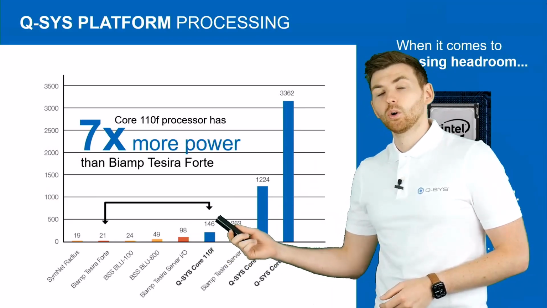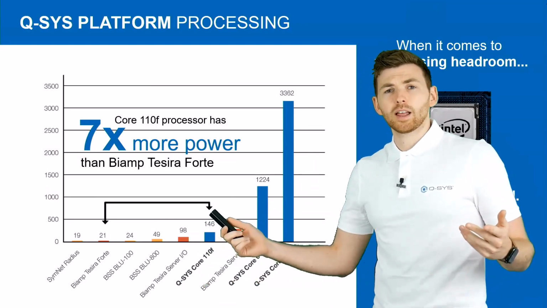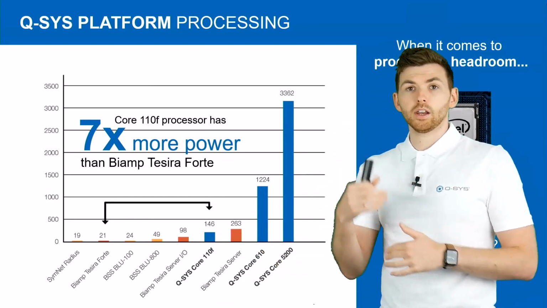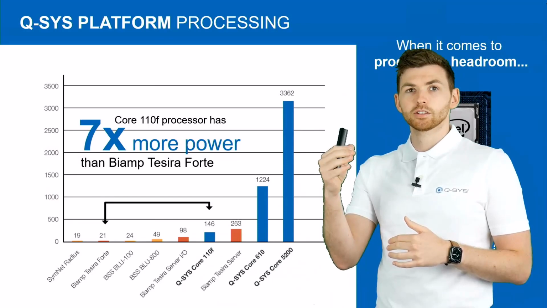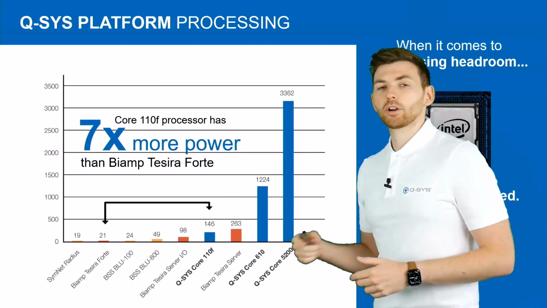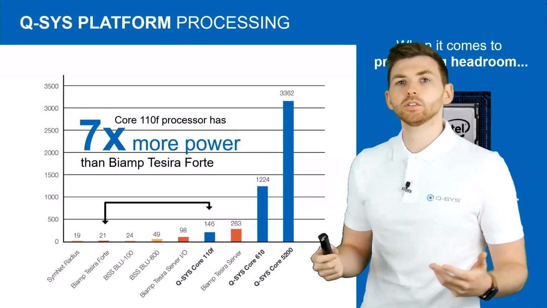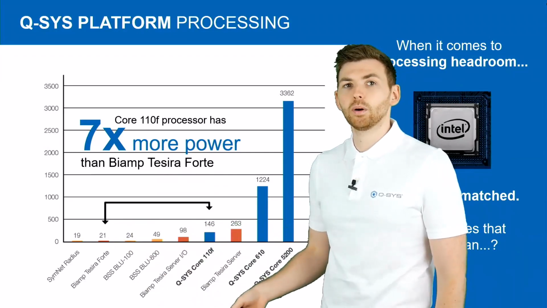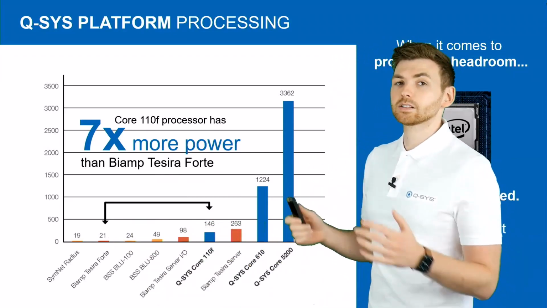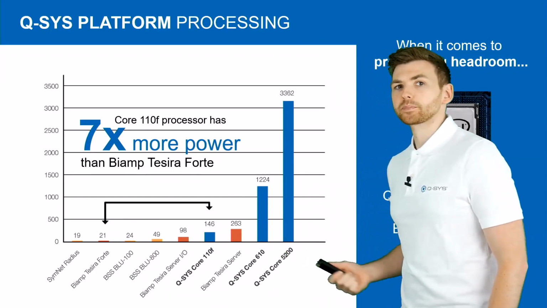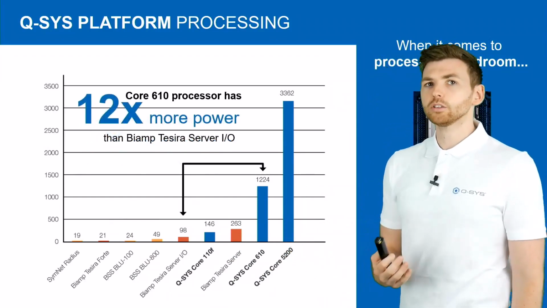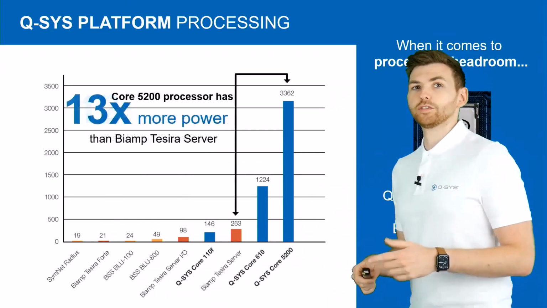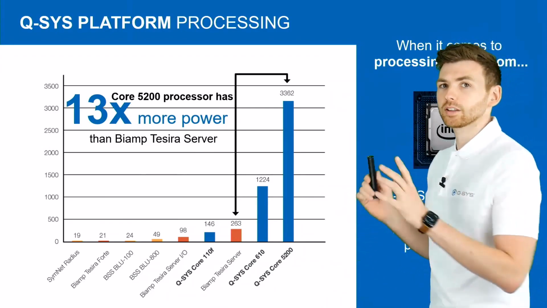146 times on a Core 110. Now, what does that mean? Well, a Core 110 is kind of in the middle of the Core lineup, right? It was a sort of second tier up in terms of processing power. But if you compare that to a product that's similarly positioned in terms of processing capability, it turns out that actually it can do 7 times more instances of that signal path than that other product. And that's the Core 110, okay? If we start to move up, a Core 610, that's got 12 times more power than a product that's similarly positioned. And then you look at the Core 5200 and it's not even fair.